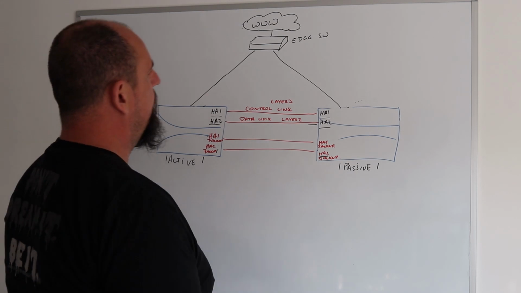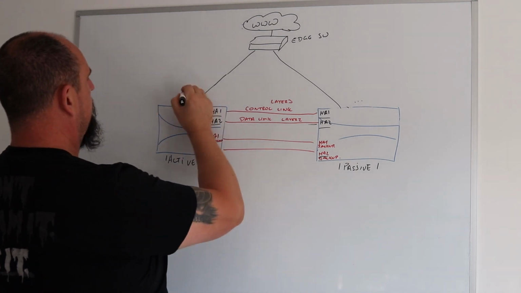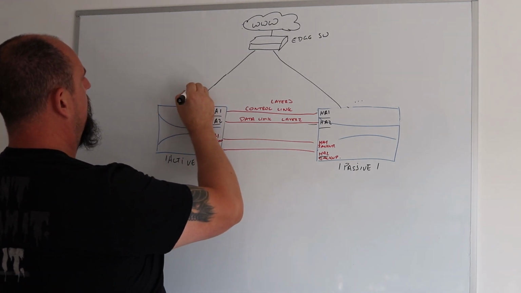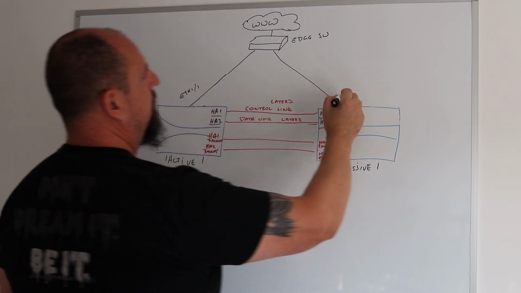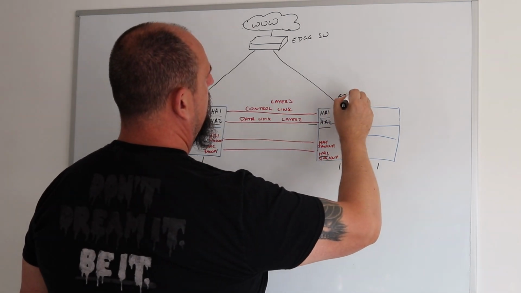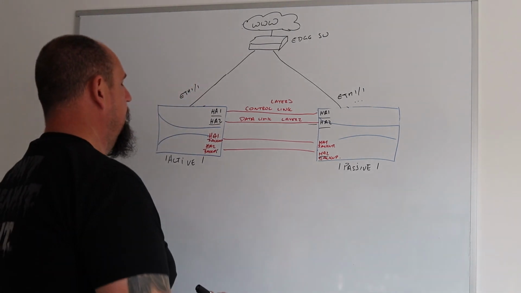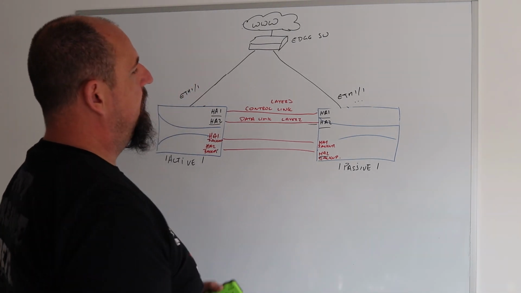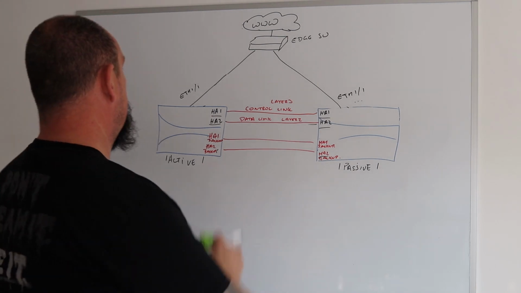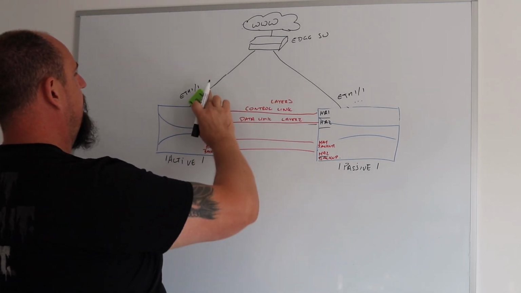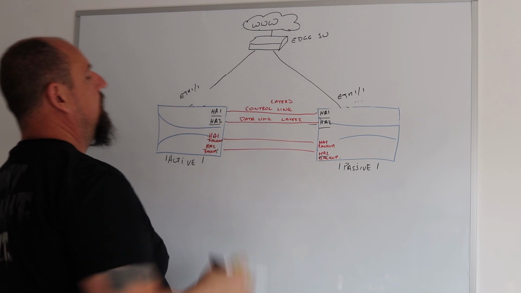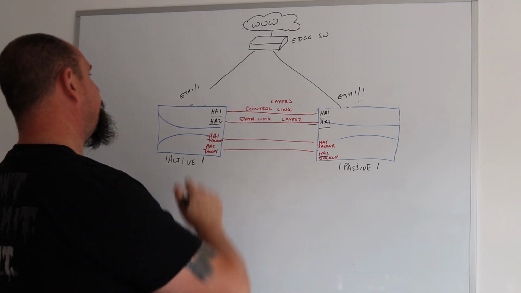And then you have these uplinks, so that could be ETH 1/1, which is my favourite uplink. So these are what's known as monitored interfaces. So these interfaces are monitored. Should anything happen to these interfaces, that will cause a failover.